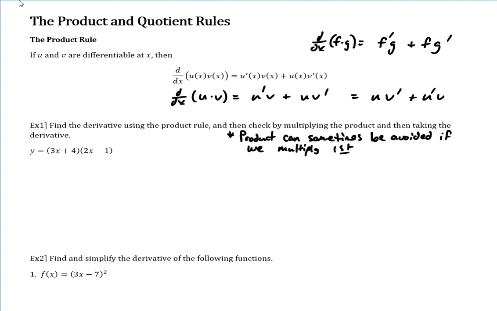All right, in this example, it says find the derivative using the product rule, and then we'll also check by multiplying the product and then taking the derivative. On this one, product rule will go first. What we would do on our product rule is state that this is our u, this whole thing right here, and then this is our v right there.